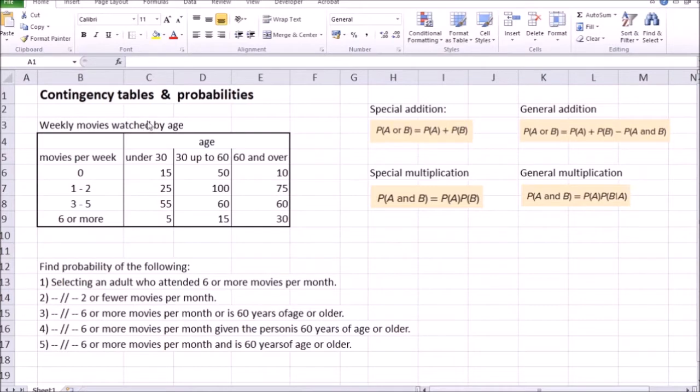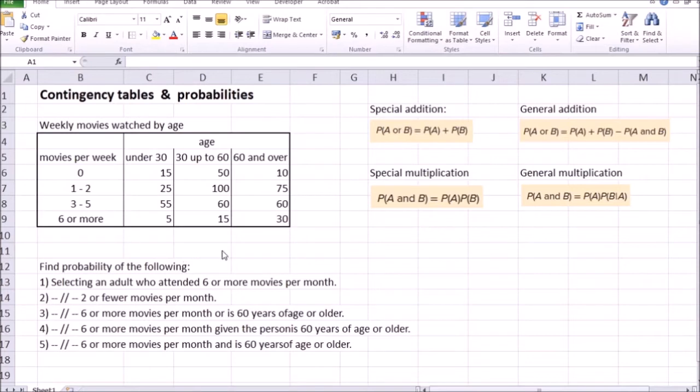In our example, we have a table which summarizes our sample by two variables. We have number of movies watched per week going across the rows, and we have age going across three columns. And these variables are actually classified into categories. The variable age is classified into three categories: under 30, 30 to 60, and above 60. And the variable on the number of movies watched is classified into 0, 1 to 2, 3 to 5, 6 or more. So here's our example of a contingency table.